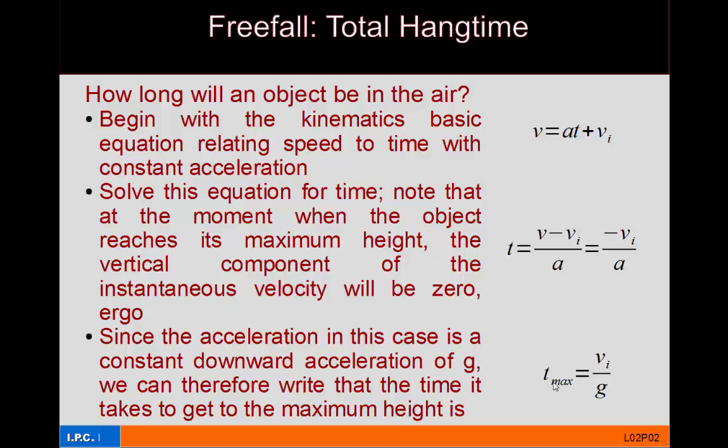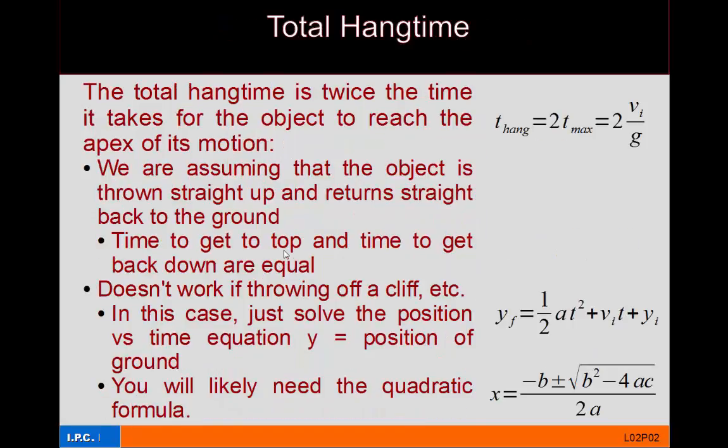What this means is that if you want to find the time at which the object is at its maximum height, which I'm labeling T max here, you take the magnitude of the initial vertical velocity and divide it by the magnitude of the acceleration, which, since it's in free fall, should be g. Now if you want to get the total hang time, it depends upon what the conditions are.